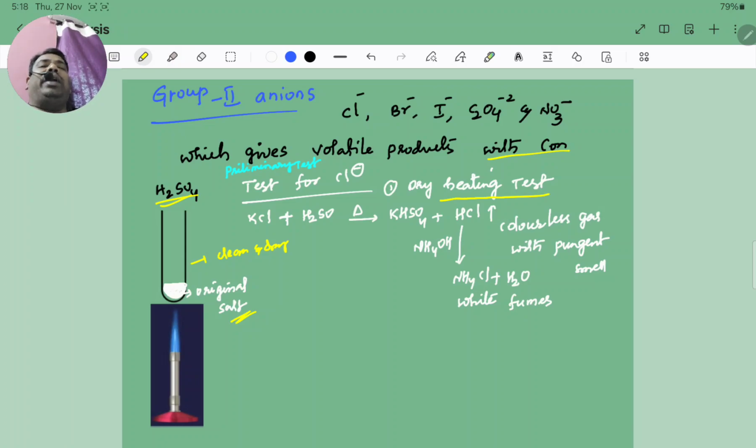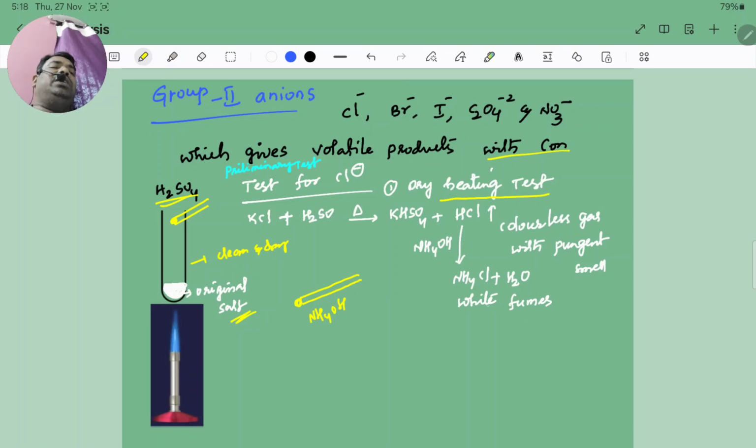Now, how to identify that HCl is produced, students? So just take a glass rod. This glass rod is dipped into the ammonium hydroxide solution. Then this glass rod is held at the neck of the test tube, student. Then it will form white dense fumes that indicate ammonium chloride is produced, right?